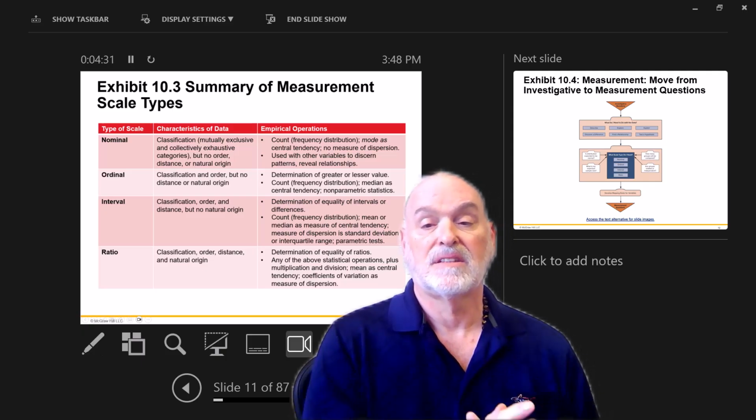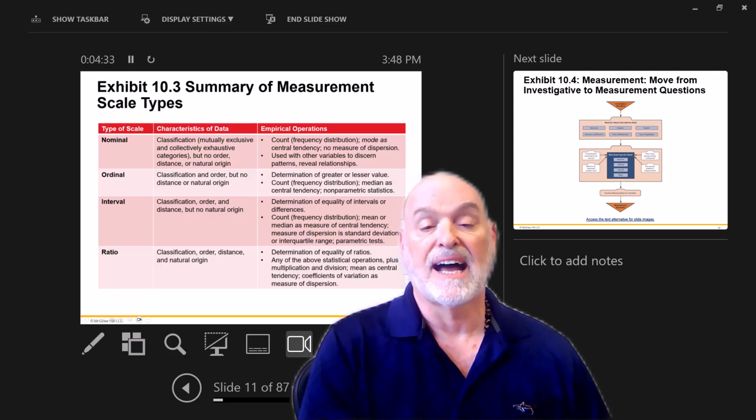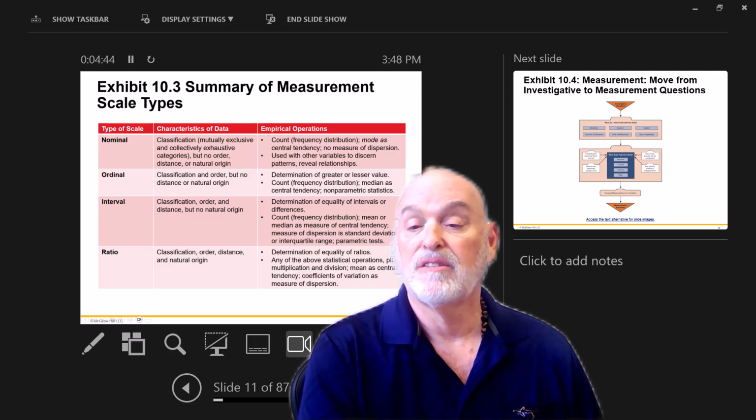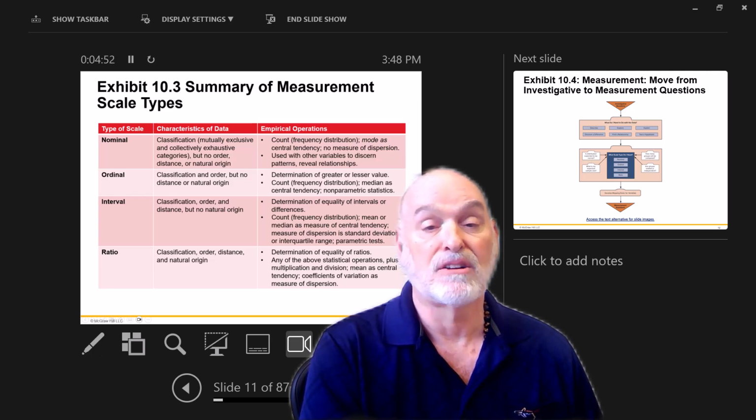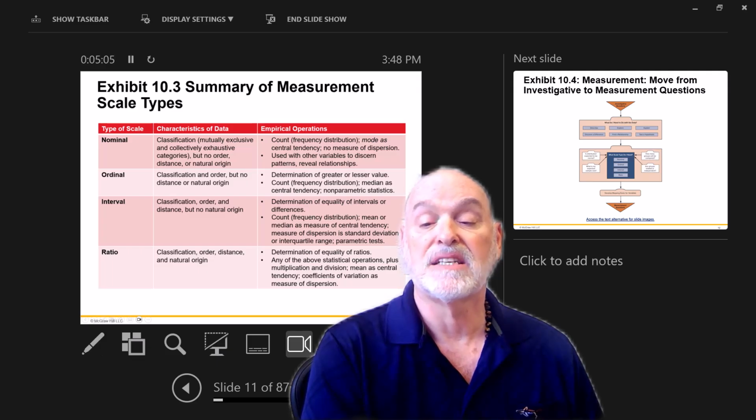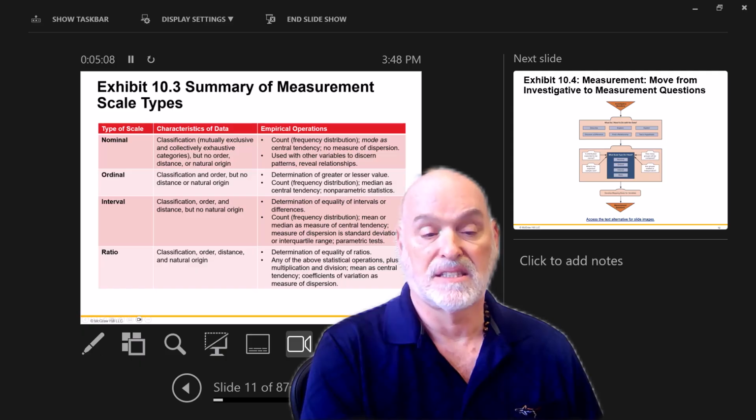Here's a scale of measurement types: nominal, classification, mutually exclusive and collectively exhaustive categories, but no order, distance, or natural origin. The empirical operations are count, frequency distribution, mode as central tendency, no measure of dispersion, and used with other variables to discern patterns and reveal relationships. Ordinal, classification and order, but no distance or natural origin. The determination of greater or lesser value. Count, frequency distribution, median as central tendency, non-parametric statistics.